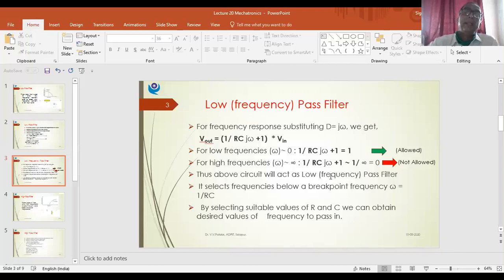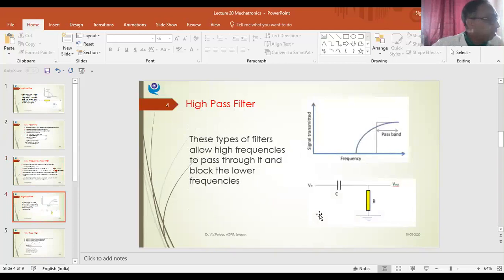Let us go further. High frequency pass filter. Let us see.